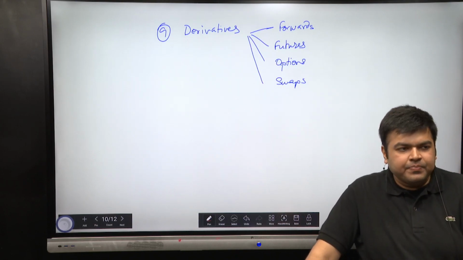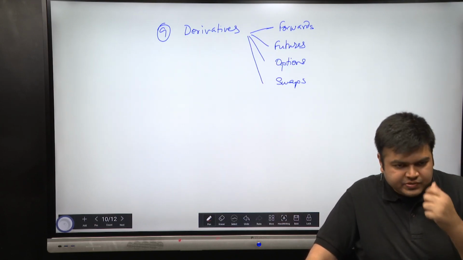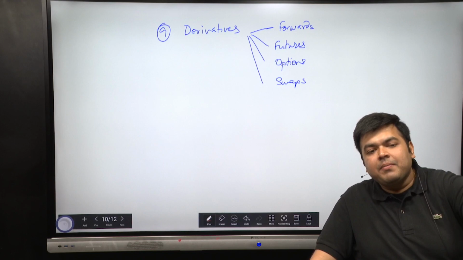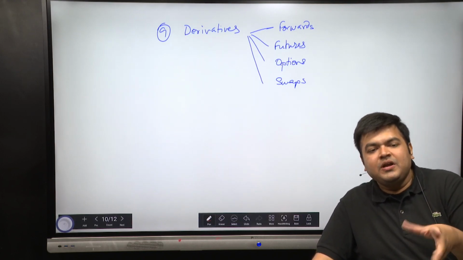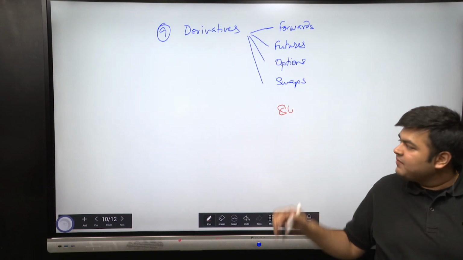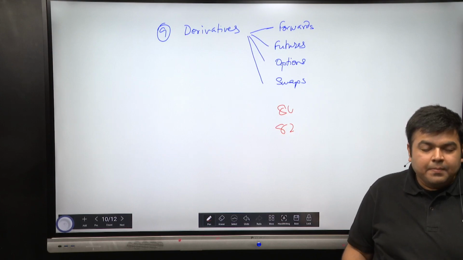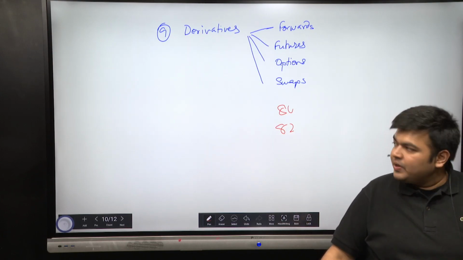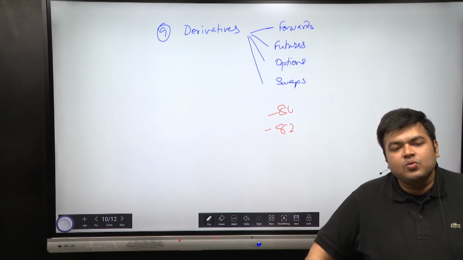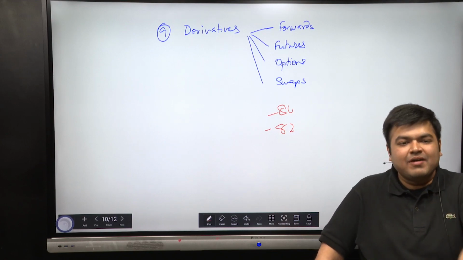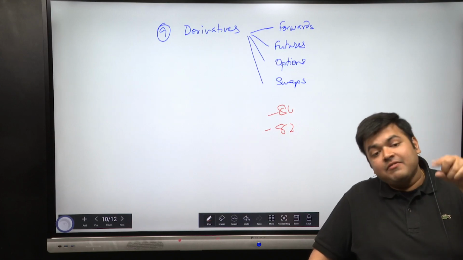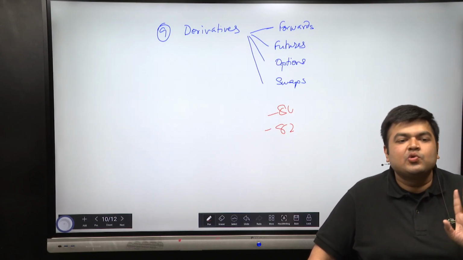For example, suppose I have imported some machinery from China. Now I have to make the payment after 3 months. Today the rupee-dollar exchange rate is, let's say, 80. I am scared, what if this becomes 82? Because I have to make a $1 lakh payment. If I make the payment today, I pay 80 lakh rupees. But if after 3 months the exchange rate is 82, I'll have to use 82 lakh rupees to buy $1 lakh and make the payment. So what I'll do is enter a contract with the bank today that I will take $1 lakh from them after 3 months at a so-and-so rate.